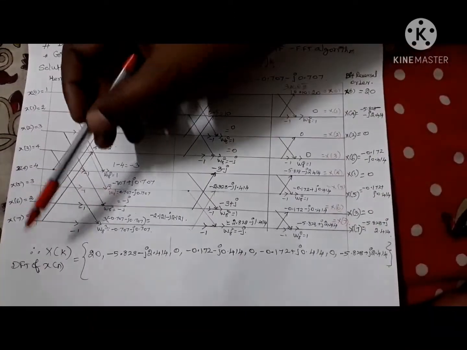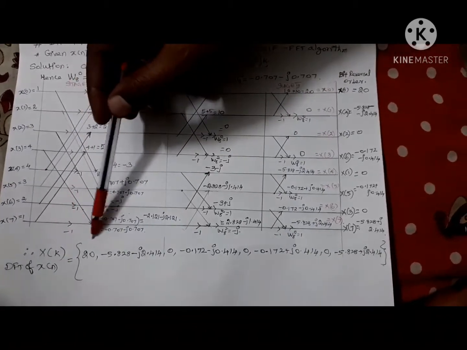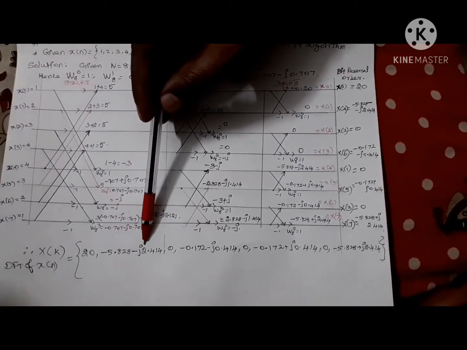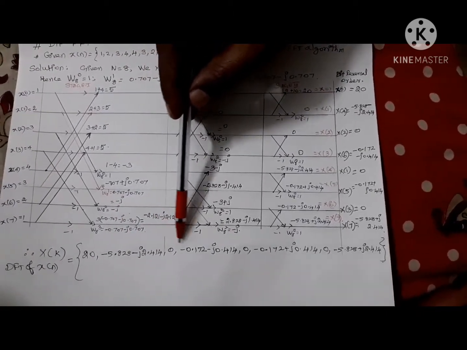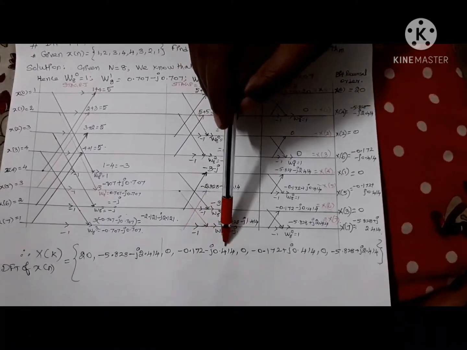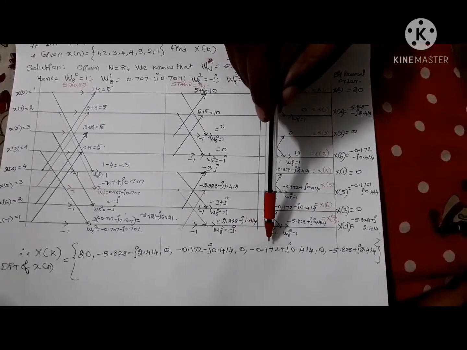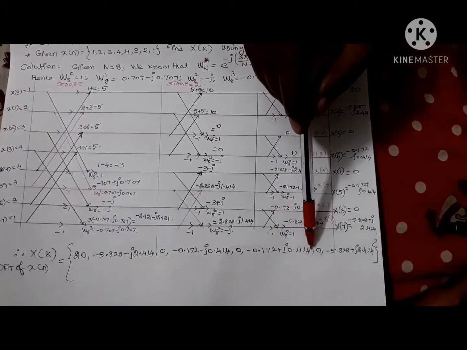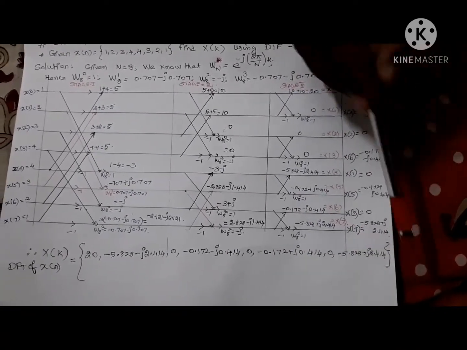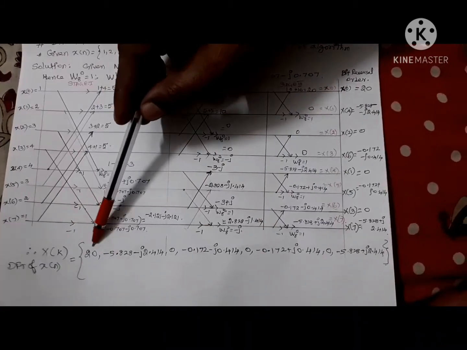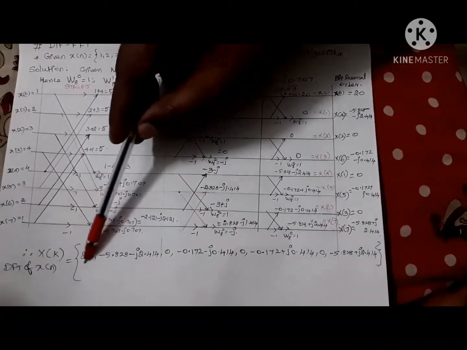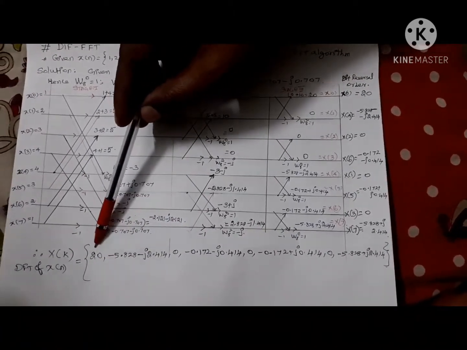So we will write the output sequence X of k, capital X of k in parenthesis. So first one is 20, then minus 5.828 minus j 2.414, 0, minus 0.172 minus j 0.414, and again another value 0, minus 0.172 plus j 0.414, 0, minus 5.828 plus j 2.414. Here I already told in the last video, the first value is the summation of all the given inputs. So don't confuse it. Here in DIT also, DIF also, the first value is the summation of all the given inputs.